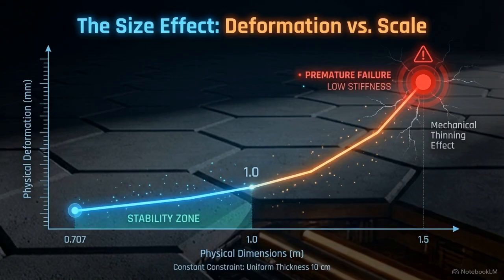But shape is only half the equation. This chart tracks the size effect. Scaling up the physical size increases bearing capacity, but severely exacerbates physical deformation, causing a mechanical thinning effect. To survive, the physical unit size must remain small.